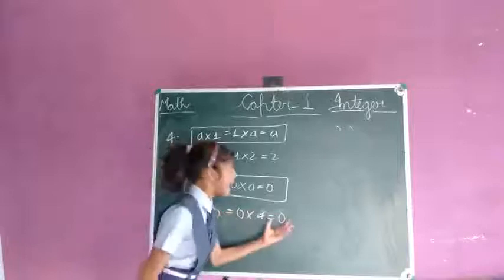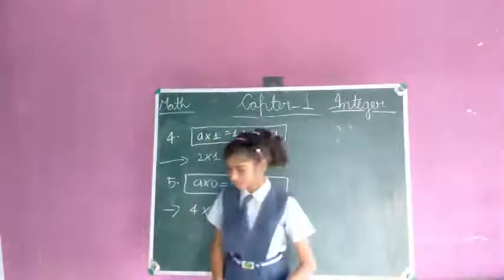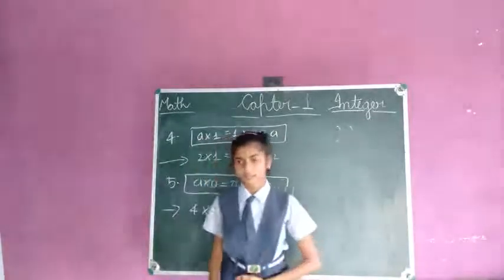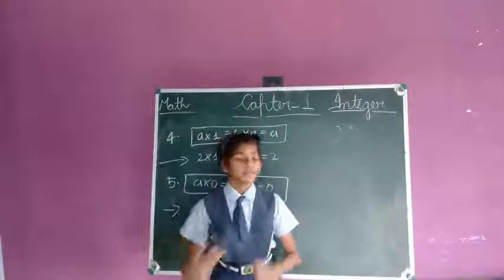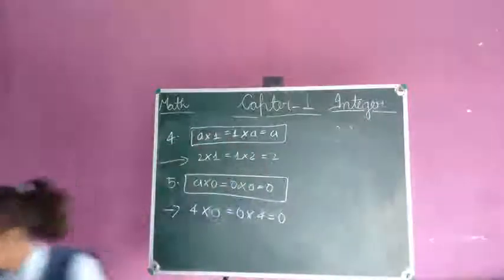Number, our answer will always come 0 in multiplication. Correct? So friends, it is time for our property number 6. Okay?